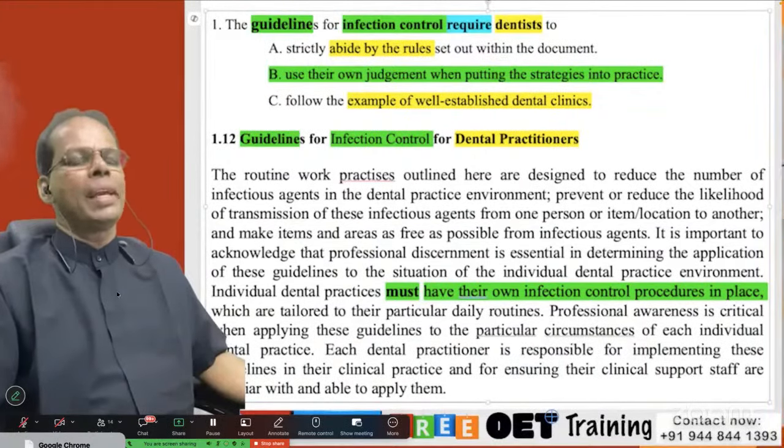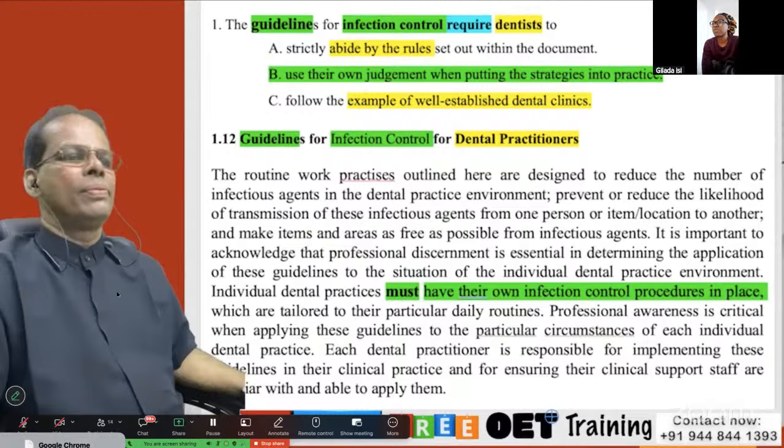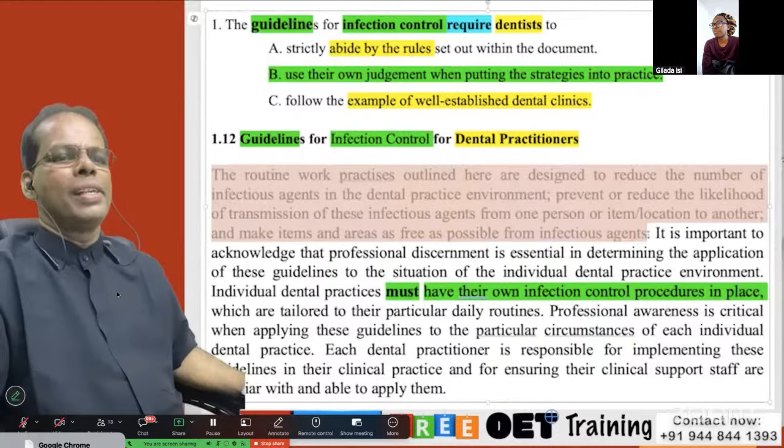Nothing is mentioned. Maybe somebody can just read it if you want a clarification. Read it fast, loud. Only the text. The routine work practices outlined here are designed to reduce infectious agents in the dental practice environment, prevent or reduce the likelihood of transmission of these infectious agents from one person or location to another, and make items and areas as free as possible from infectious agents. Now you see, this is the topic sentence. Can somebody tell me in 3 or 4 words the summary of this?